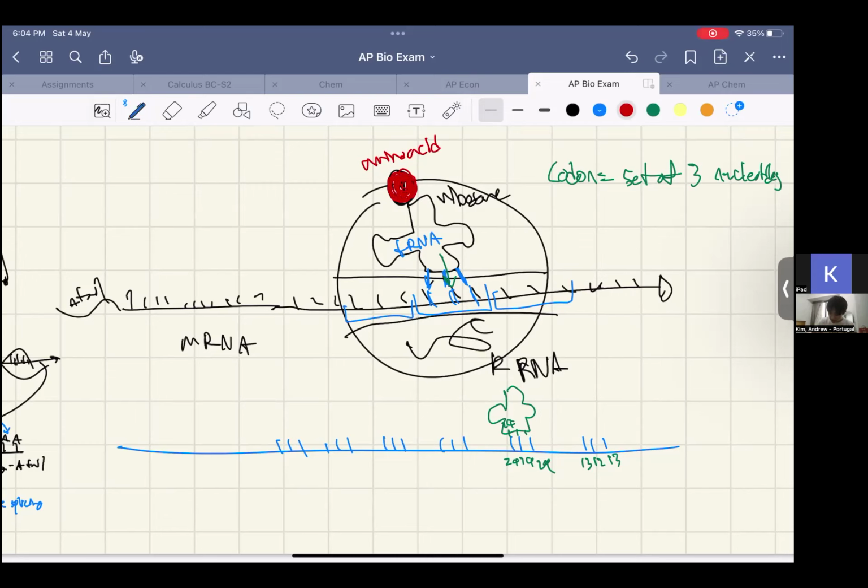So for this three-set, a different tRNA will be introduced. For this next three-set of nucleotides, another tRNA will be introduced, and each tRNA will bring its own amino acid, right? And these amino acids will all be connected.